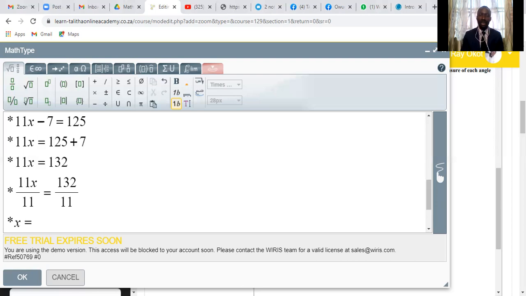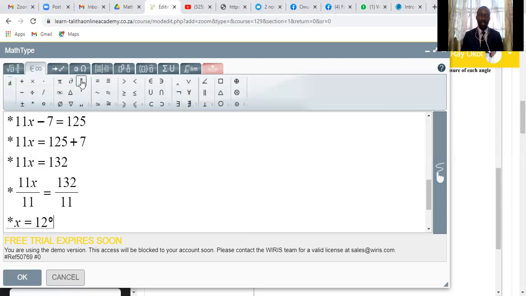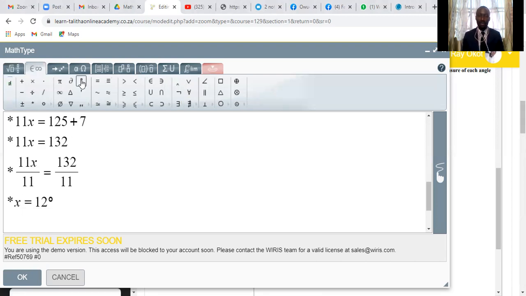Well, what is it going to be for x? Well, we get our calculator and we say 132 divided by 11, we get 12 degrees. So we write it down as 12 degrees. Yes, this is what we get for the value of x.